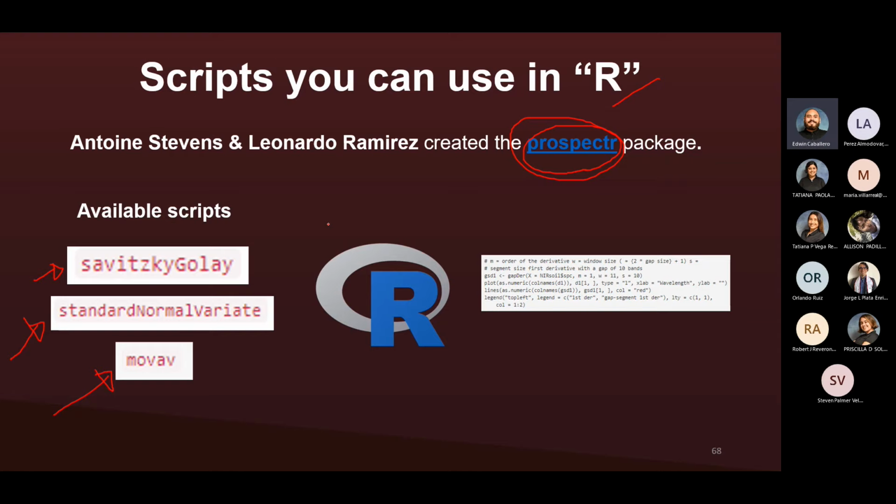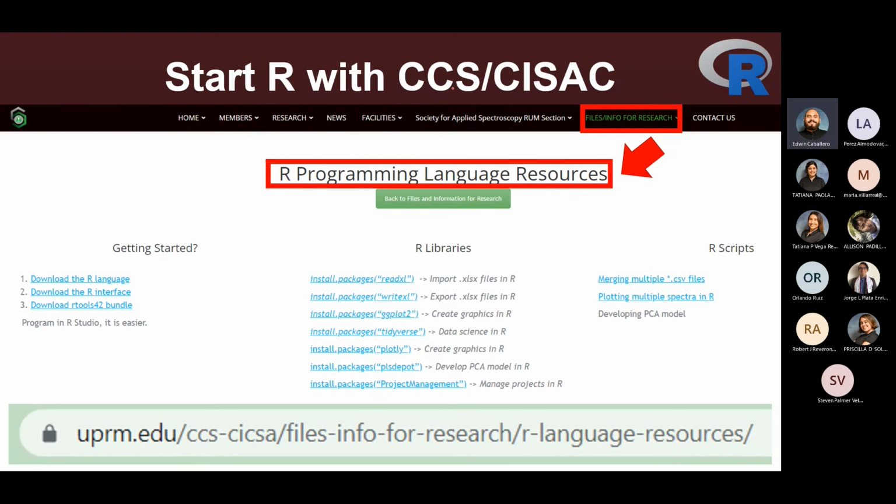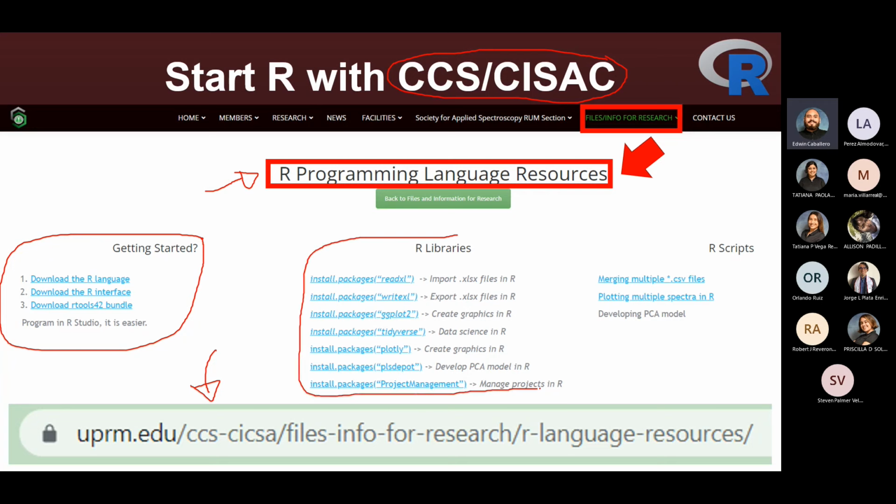Anyways, another thing we have is the CCS CSIC webpage. I made another one, whereas in the same place, file/info for research, you go to our programming language resources. The link is right here. And in that page, you can also get started with R, it shows you what to download. You can install all of these packages, which are the ones that I usually use.